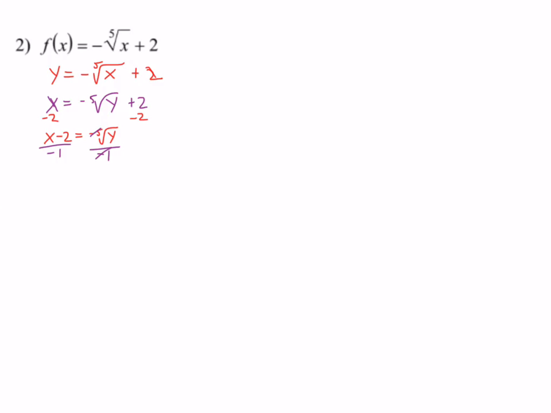So that's going to be negative x plus 2 equals the 5th root of y. Notice how I distributed the negative: when you divide by negative 1, it changes the signs of the positive x and the negative 2. Then we go to exponents, or roots in this case. The opposite of a 5th root is a 5th power, and we do that to both sides. That gives me negative x plus 2 to the 5th power equals y. But we're going to write the inverse, which is f of negative 1 of x equals negative x plus 2 to the 5th power.